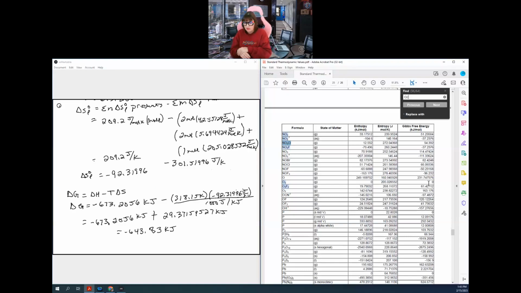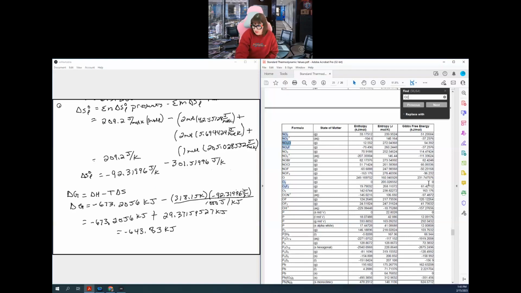Now, I was actually only supposed to calculate the entropy for that, but there you go. Now I've done the whole thing. So calculating the entropy would have given me that negative 92.31996 joules per Kelvin. And of course, this is joules per Kelvin. Okay. So we've now done an entire set of these.